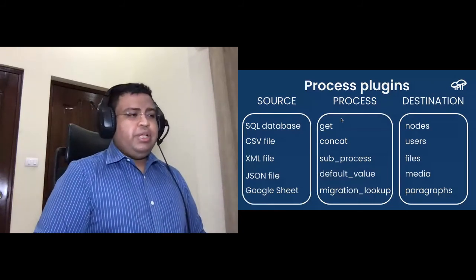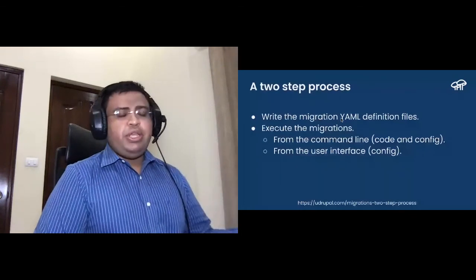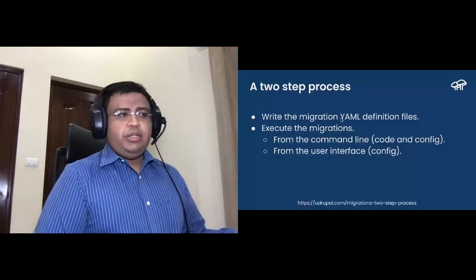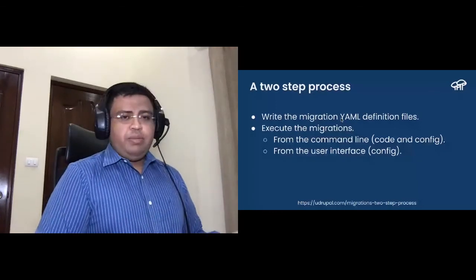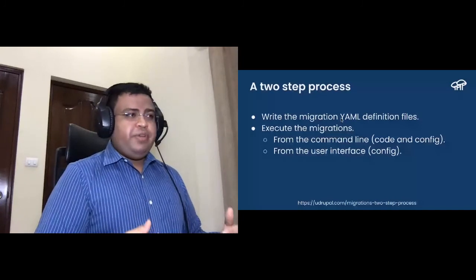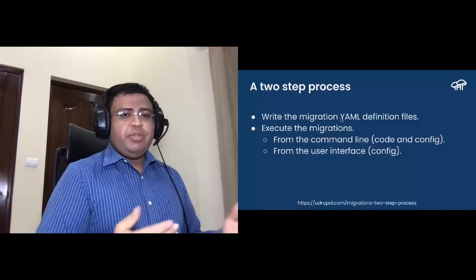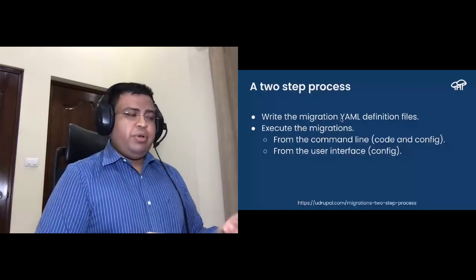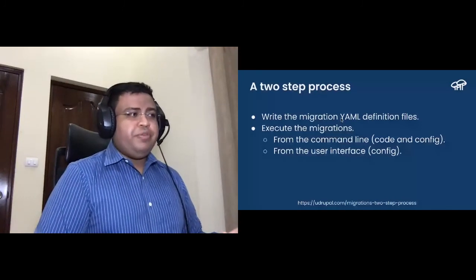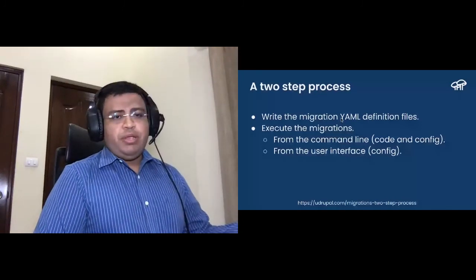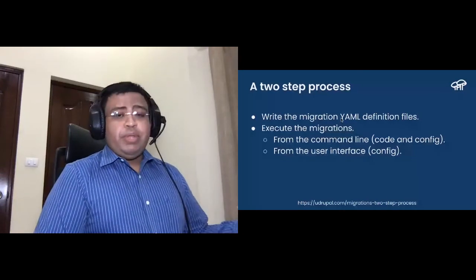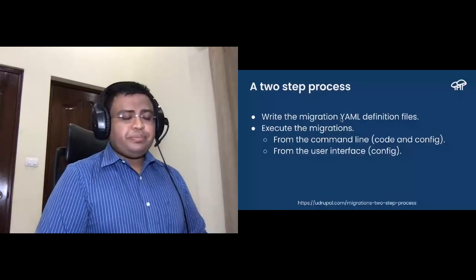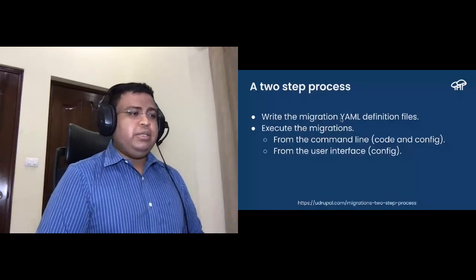Before jumping into the examples, these are the most common things that I see people having difficulties with when starting with migrations. The first one is that any migration in Drupal is a two-step process. First, you need to write the YAML file, the YAML definition file, and after you have the file, you need to execute it. And this is where things start to get a little bit complicated or confusing, because to execute the migration, you have two options: from the command line, if it is a migration defined as code or configuration, or from the user interface. And we're going to see what this is.